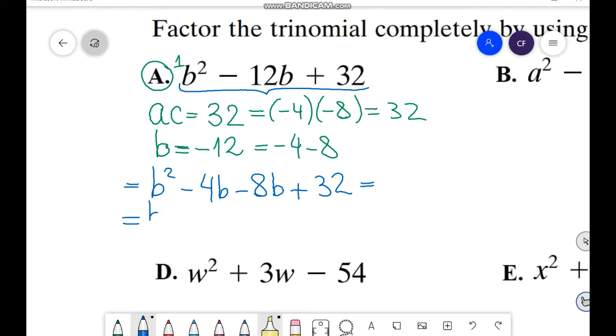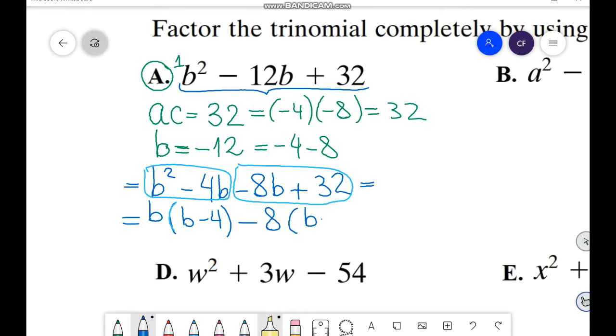Factor out on the first pair: b times b minus 4, and on the second pair, factor out negative 8 times b minus 4. And the answer here is going to be b minus 8 times b minus 4.